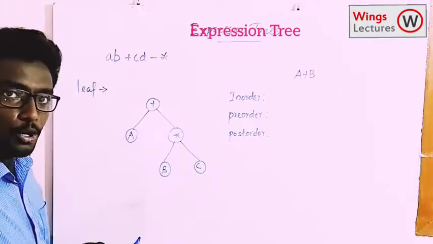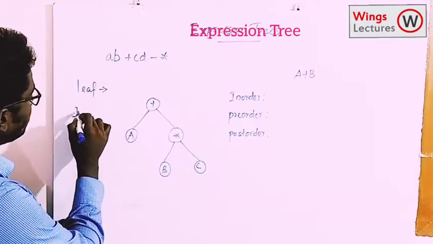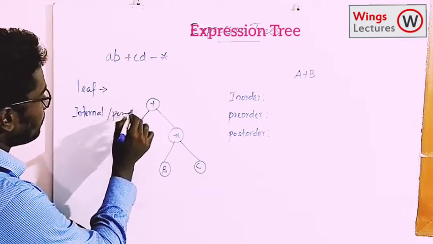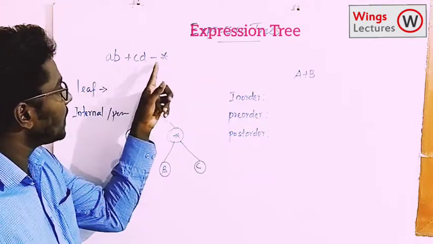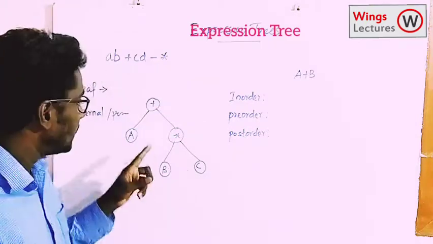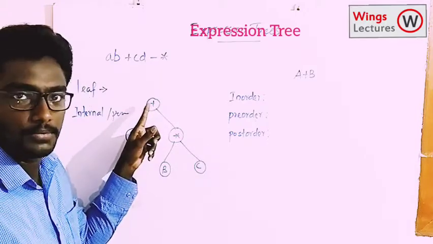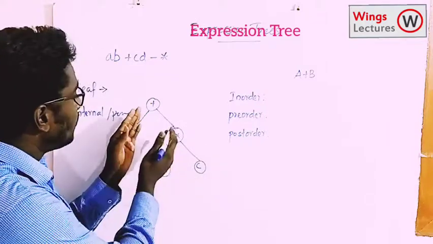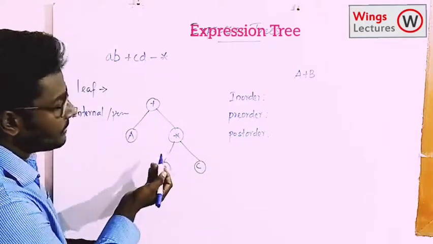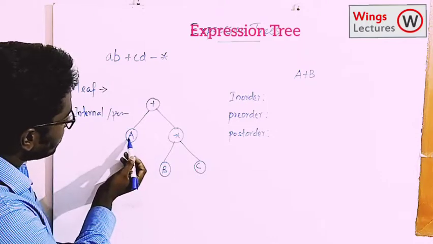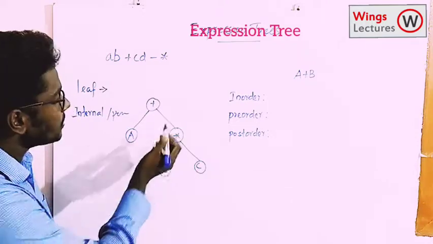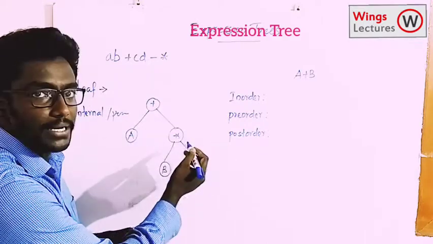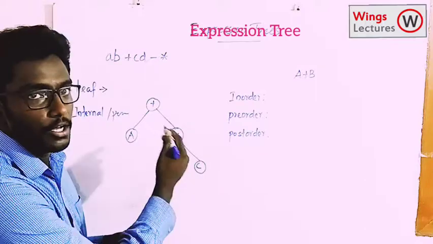And the second property, so what are the internal or parent nodes? Here the operators are going to be considered as internal or parent nodes. Okay, so the operators are going to be considered as internal or parent nodes. So from this tree we can understand. Here see A, B, C are leaf nodes and plus, star are operators. So these all are going to be considered as parent or root nodes.